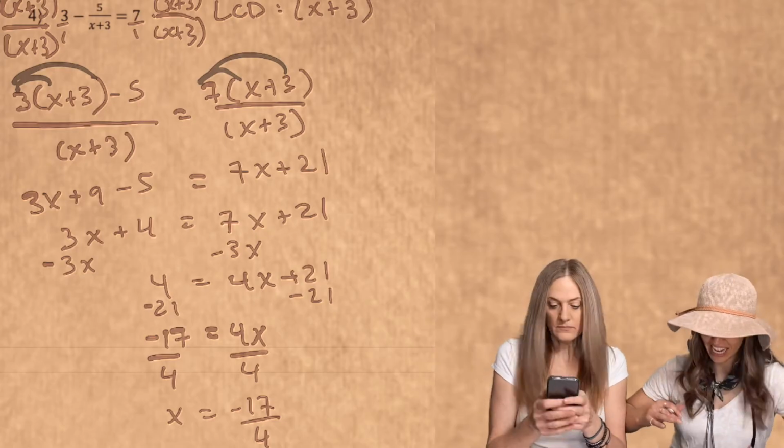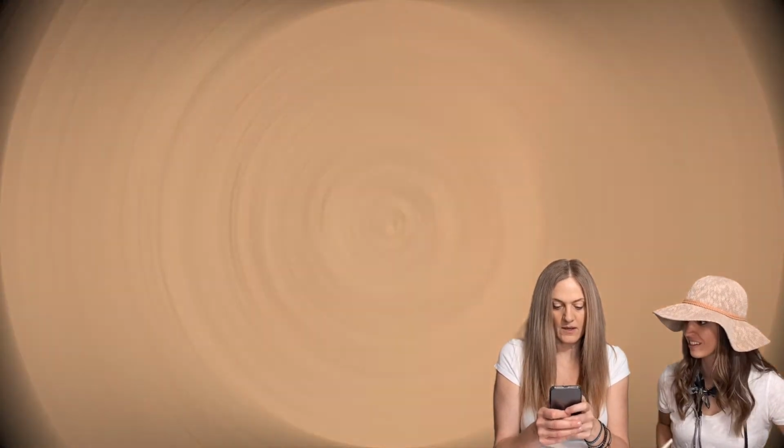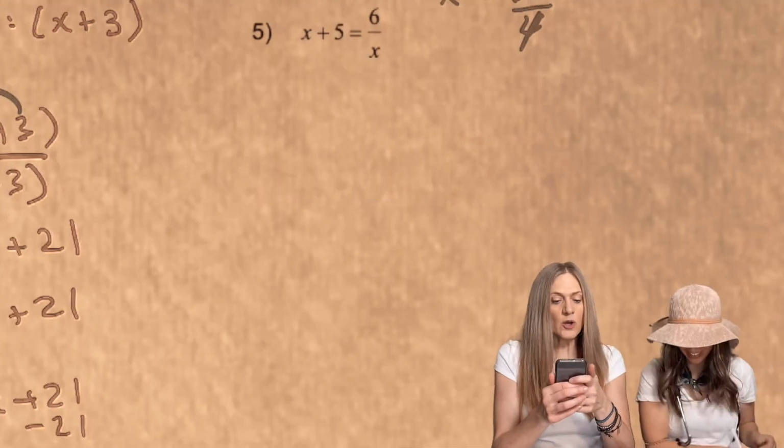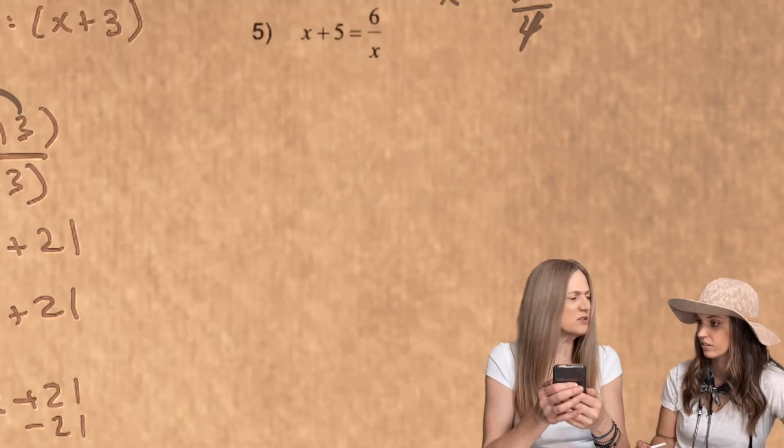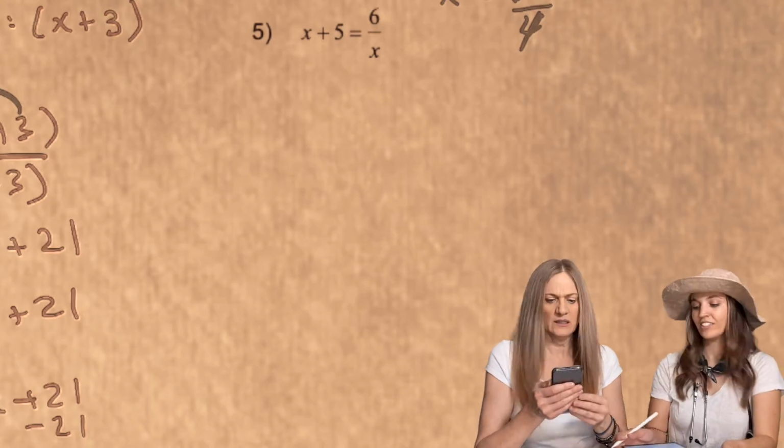Spurhill, are you ready to plug this in? Okay. X equals negative 17/4. Level 5. Oh no, there's a message. They said a medical consult is needed. Uh-oh, you're gonna have to take this next one.